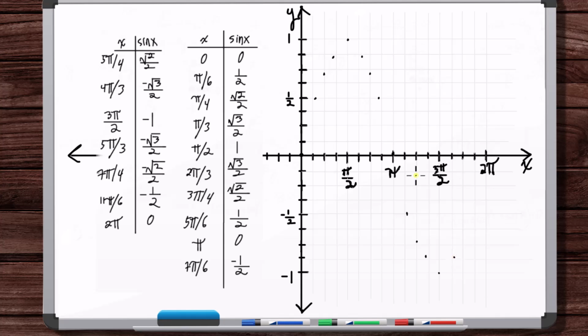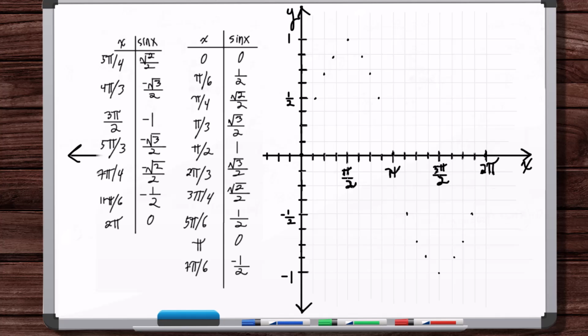7 pi over 4, so this is halfway, and that's going to be even with, okay, and then the last angle before the quadrantal angle is going to go to minus 1/2, just before the last tick before the quadrantal angle, so about right there. And then 2 pi is 0. So there's 15 or 16 points of the sine function going from 0 to 2 pi, so over one period.